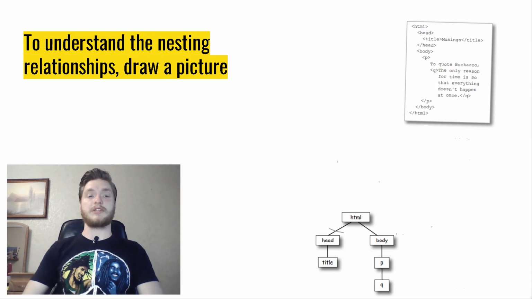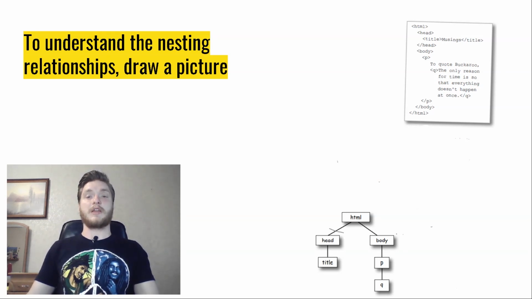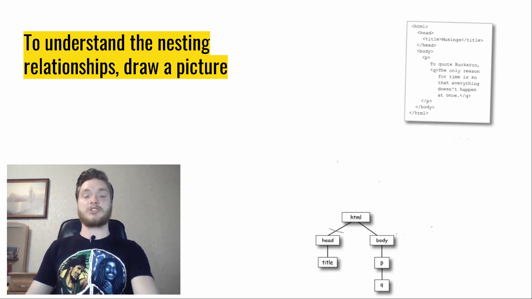HTML has two nested elements, head and body. You can call them both children of HTML. Title is nested within the head element. Let's translate this into a diagram where each element becomes a box and each line connects an element to another element that is nested within it. Body is nested within the HTML element, so we say body is a child of HTML. The parent of Q is P, the parent of P is body, and the parent of body is HTML.